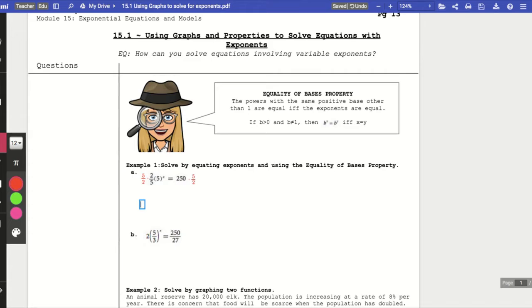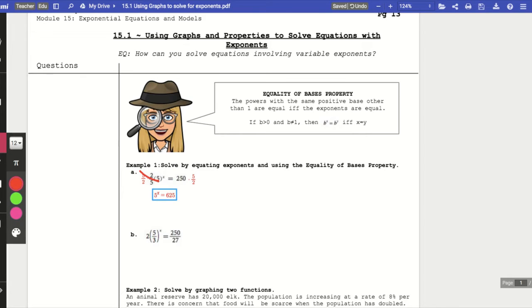So 2/5 times 5/2, that's going to cancel. But 5/2 times 250 is going to give me 625. So then I have 5 to the x power equal to 625. By the equality of bases property, I'm going to try to find a power of base 5 that is 625. What power of 5 gives 625?